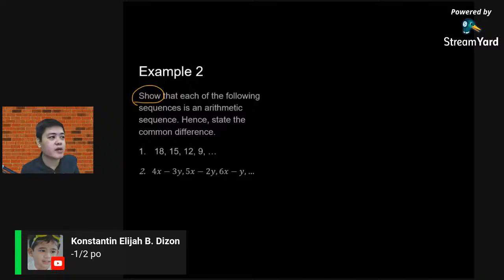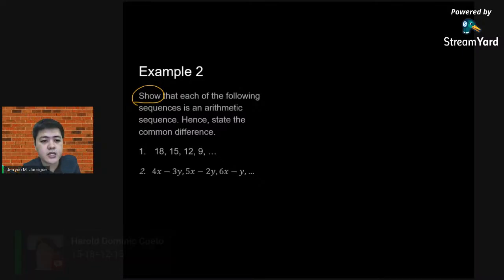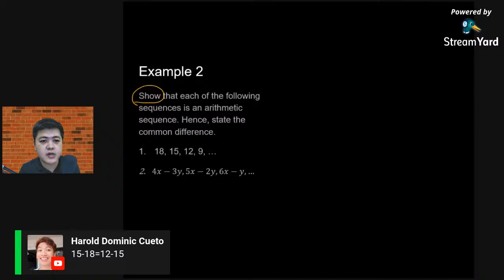Of course, we can go back to the definition na kailangan common yung difference. Wala po. Anong wala po? Walang arithmetic sequence dito. Si Harold, sabi ni Harold, 15 minus 18. So let me write this. Prove using the formula. Okay, sige, i-reserve natin yung formula, Bea, later. So sabi ni Harold, it's 15 minus 18 equals 12 minus 15.